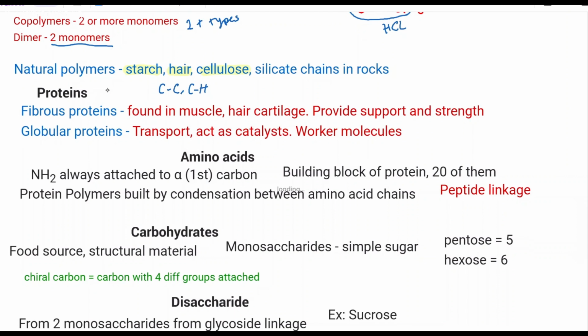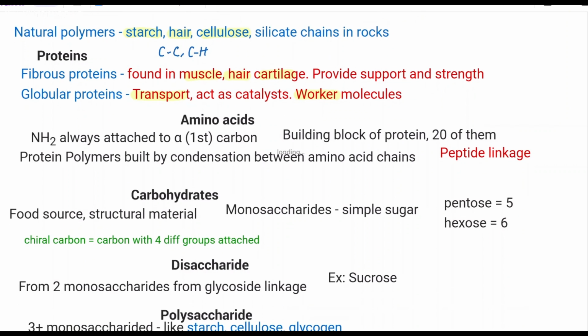Then proteins are also polymers. Fibrous proteins, hair again mentioned, and muscle, cartilage, provide support and strength. And then globular proteins, they transport stuff, and they usually act as worker molecules. I'm pretty sure you can find them on the cell membrane and stuff. And also, surprisingly, amino acids are polymers, I think. It is surprising, but I guess they are.